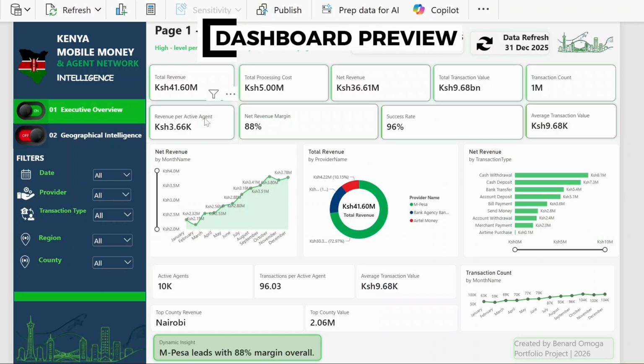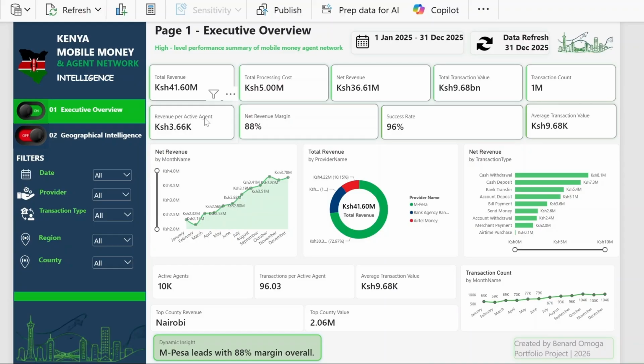What you are looking at right now is a fully interactive analytics dashboard analyzing 1 million mobile money transactions across Kenya's 47 counties. This is the Kenya Mobile Money and Agent Network Intelligence Project, built entirely from scratch using Python, MySQL, and Power BI. Let me show you what it can do before I explain how it was built.